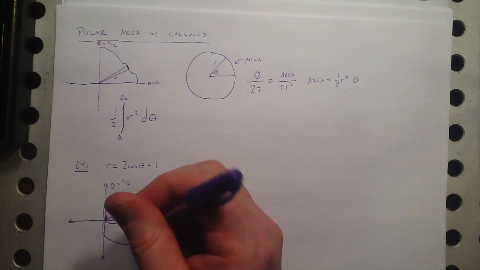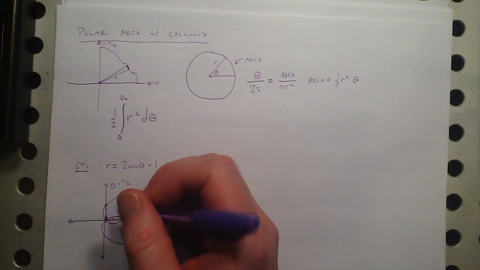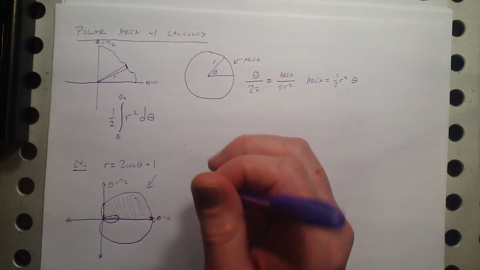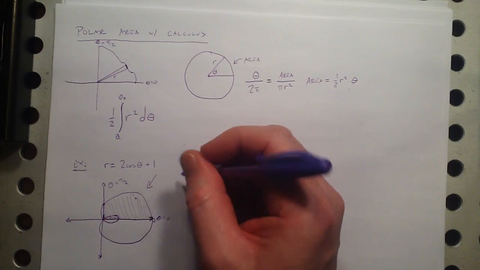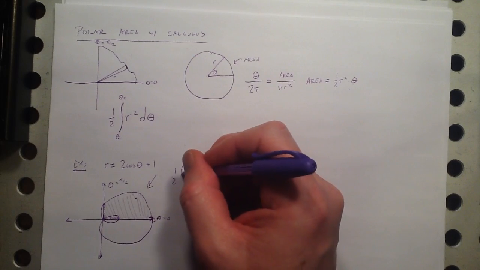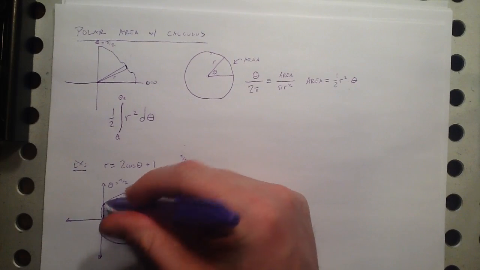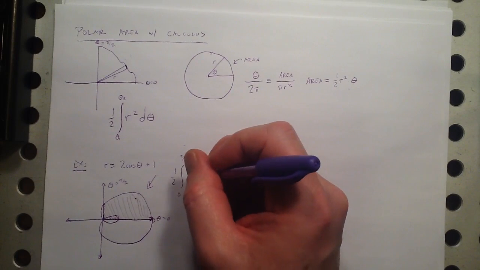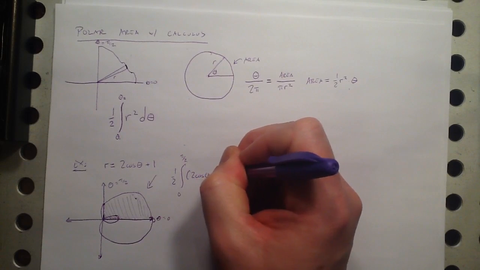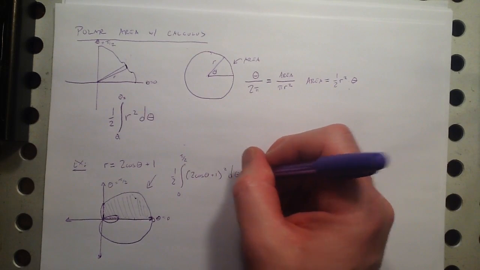And if I wanted to know about, well, maybe I'll leave that for a minute. So let's just do that. We'll set that up. So this shaded region is equal to 1/2 times the integral from 0 to pi over 2, those are my angles, of r squared, where r is this, r equals this, d theta.